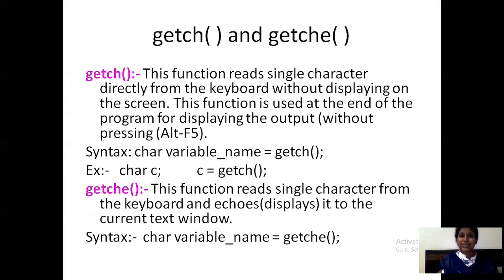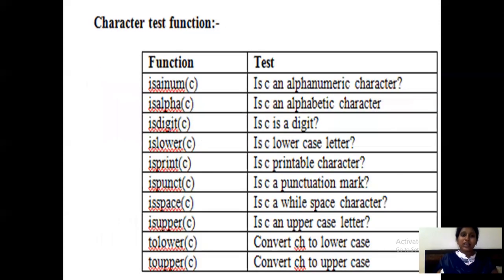Then getch and getche. The getch function reads a single character directly from the keyboard without displaying on the screen. If you write a program in Turbo C, then you will be using this getch function. Then getche, this function reads a single character from the keyboard and echoes it to the current text window. If you use getche, if you enter any character, that particular character will be displayed on your output screen. So generally we will be using getch rather than getche.